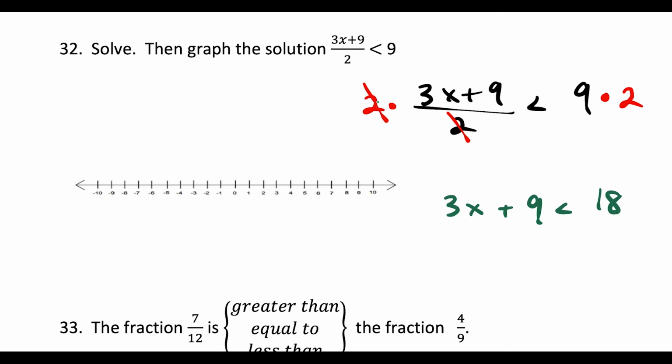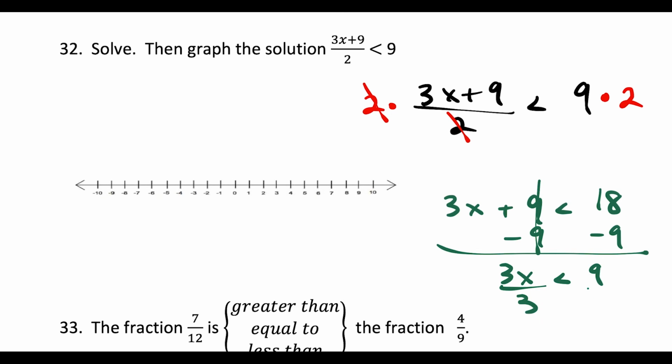Since we multiplied by 2, we don't have to worry about the sign flipping. So now we're going to subtract 9 on both sides, and that's going to give us 3x, 9 minus 9 cancels, is less than 18 minus 9, which is equal to 9. And now we just divide by 3, and we'll write the result over here. That's going to give us x is less than 3.